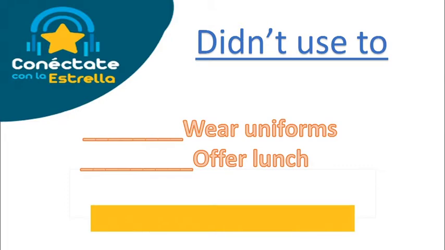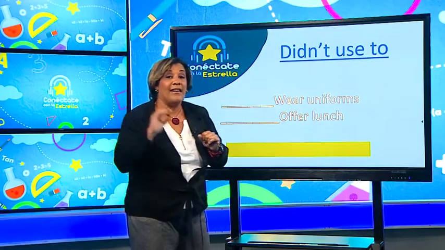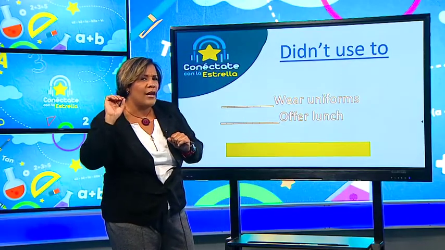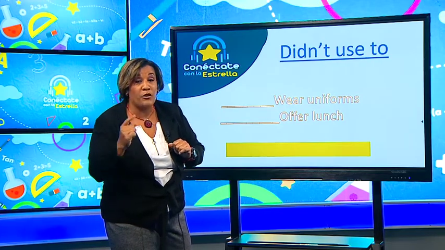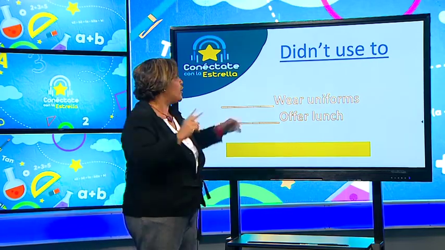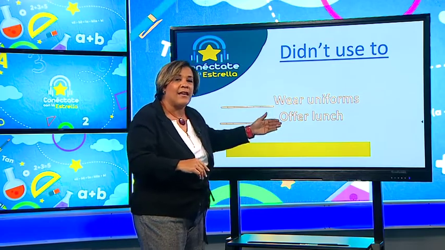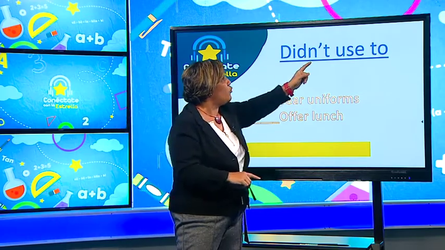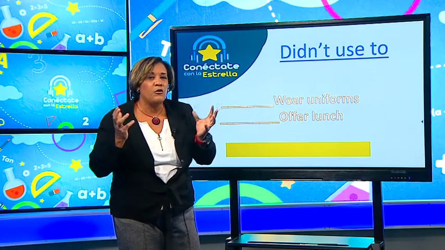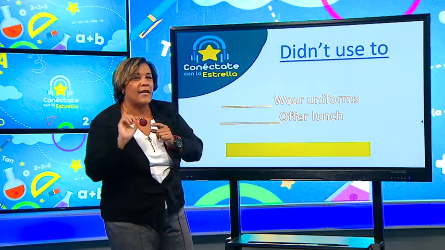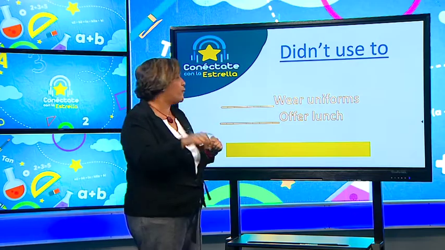Okay, so now this is something that's coming with the next video. We have the used to in the negative. Didn't use to, okay, in the negative. Now, I want you to listen to the video, read or watch the video and tell me which are the 2 sentences that have didn't used to and have wear uniforms and offer lunch. Try to identify the sentences and then we're going to discuss them after the video.